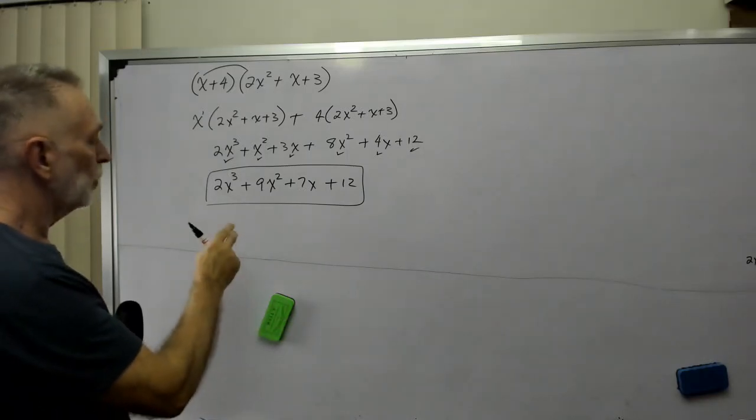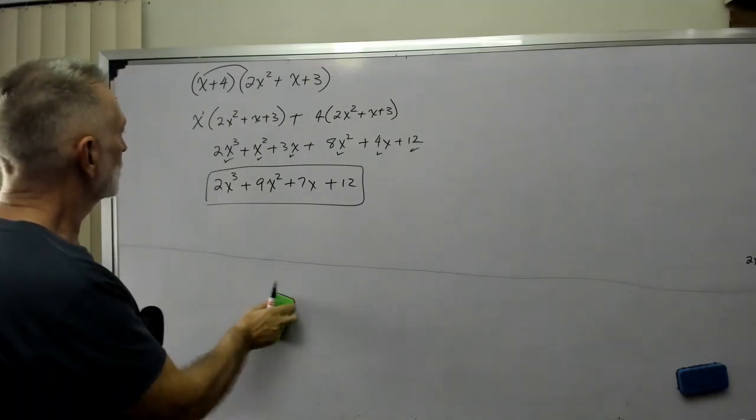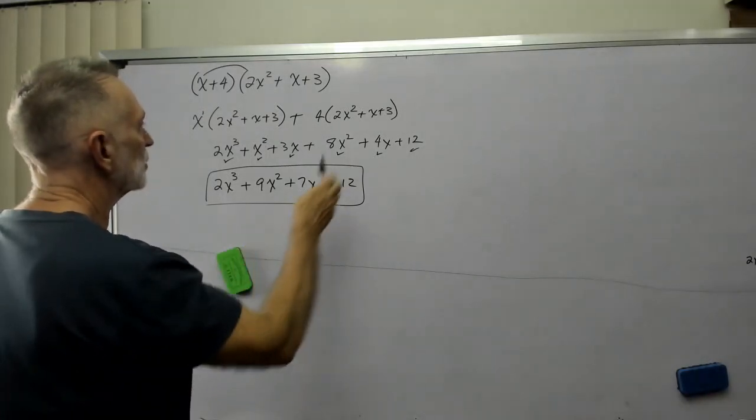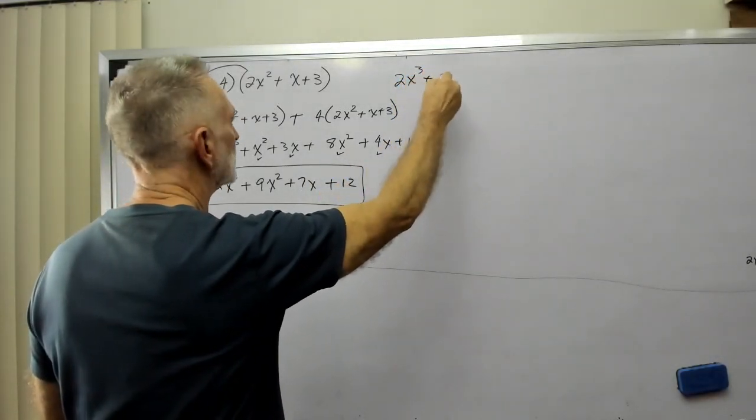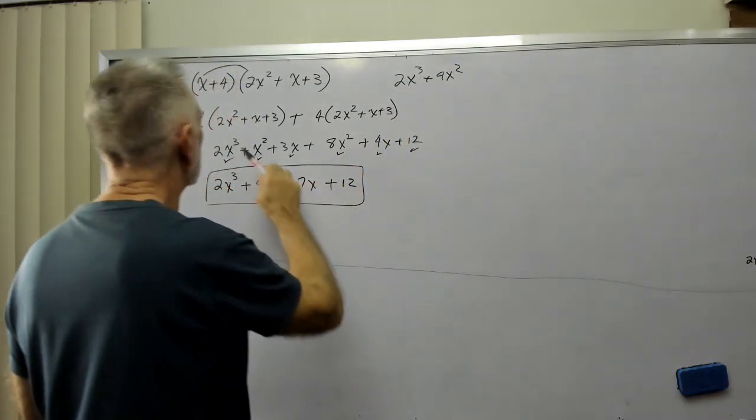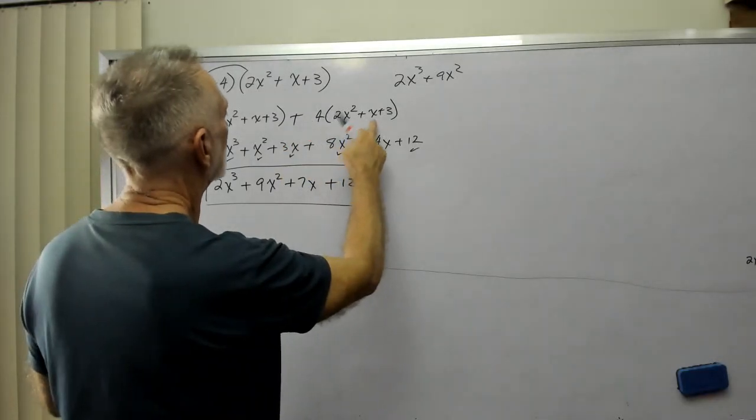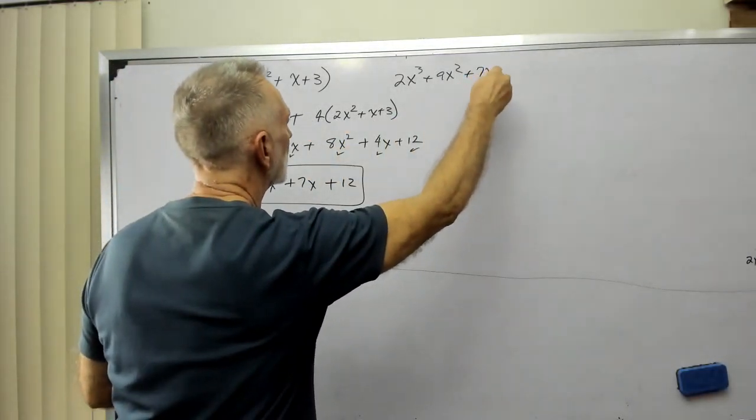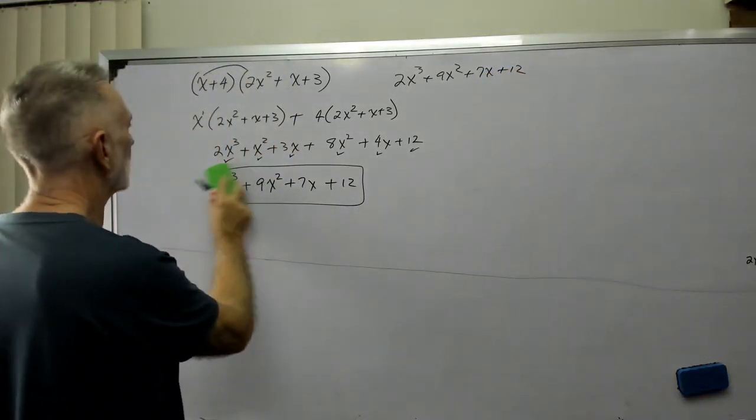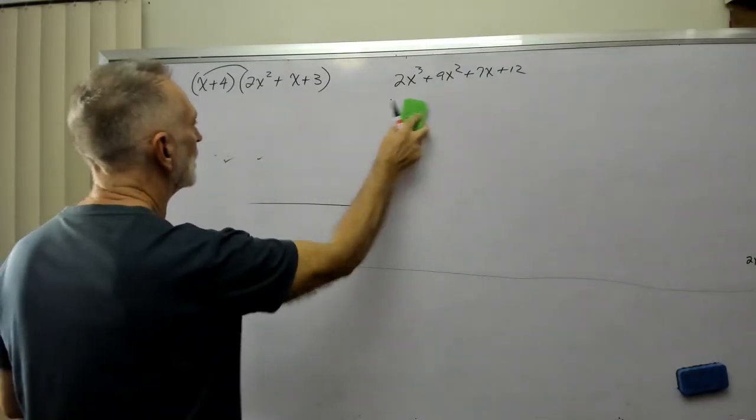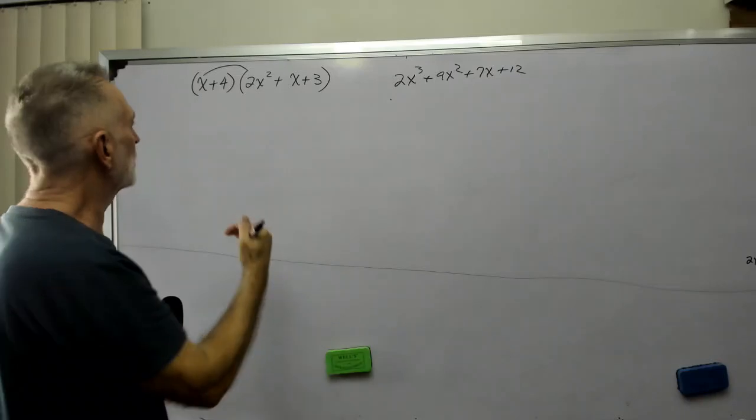Okay. We can perform this multiplication vertically. So let's try that. So let's write our answer over here though: 2x cubed plus 9x squared plus 7x plus 12. Now let's perform that same multiplication but do it vertically.